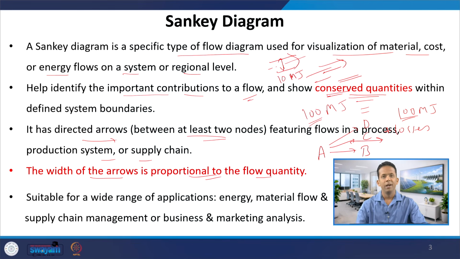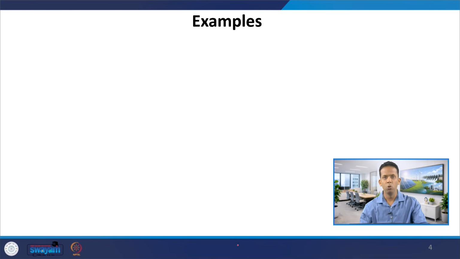The width of the arrow is proportional to the quantity of the flow. Though in the definition I mentioned it can be used for material, cost or energy, it can be used for multiple quantities in a varied range of applications like energy, material, supply chain, business and marketing analysis. It's a widely used tool. Let's look at some examples so it is more clear to you. We'll start with some simplistic examples and then look at some detailed ones, to see how it can help visualize a complicated or comprehensive system in a simple manner.